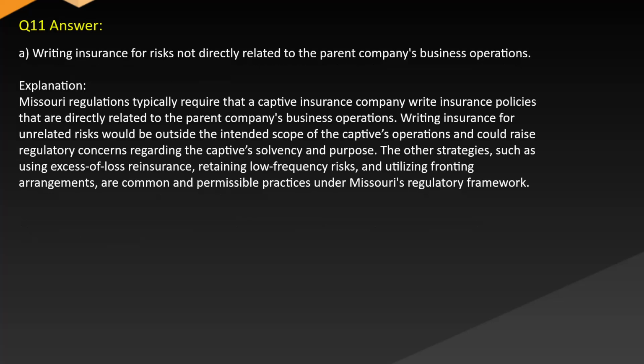Answer: A. Writing insurance for risks not directly related to the parent company's business operations. Explanation: Missouri regulations typically require that a captive insurance company write insurance policies that are directly related to the parent company's business operations. Writing insurance for unrelated risks would be outside the intended scope of the captive's operations and could raise regulatory concerns regarding the captive's solvency and purpose. The other strategies, such as using excessive loss reinsurance, retaining low-frequency risks, and utilizing fronting arrangements, are common and permissible practices under Missouri's regulatory framework.